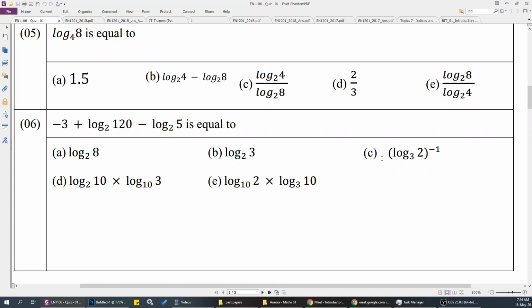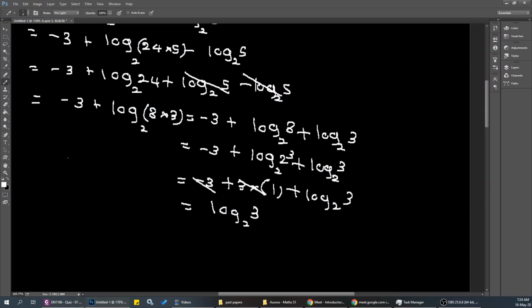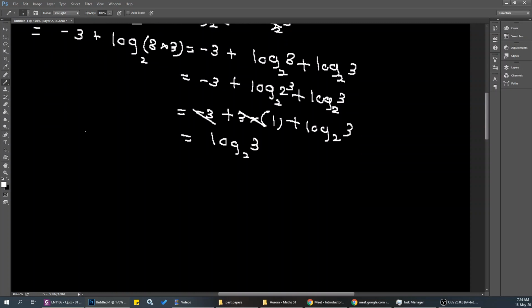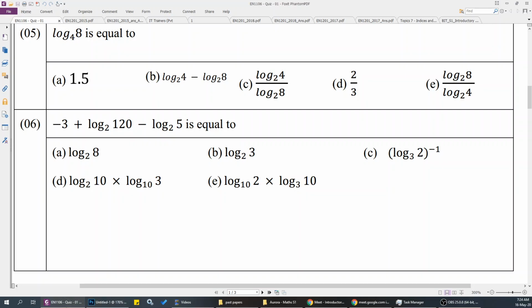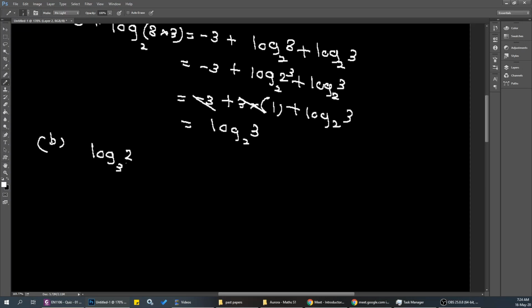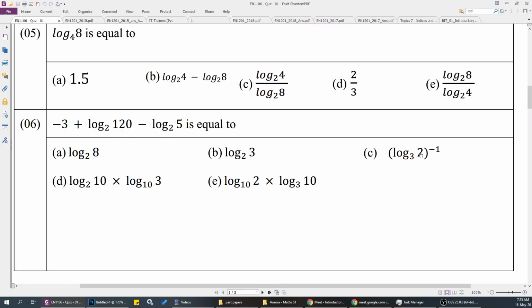Is C an answer? Log of 2 to the base 3, and the whole thing is raised to the power minus 1. Let's see. We had the answer in B. The answer is log of 2 to the base 3, to the power minus 1. Now when you have minus 1, you can write it as 1 over the log. See the negative index here: minus 1 is applied to the whole log term, not just the 2, but the whole log term.